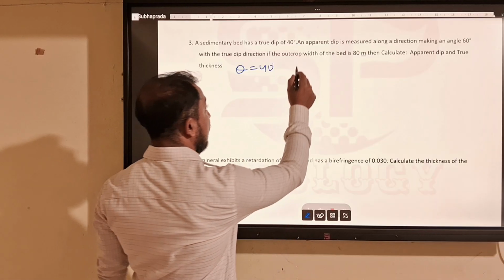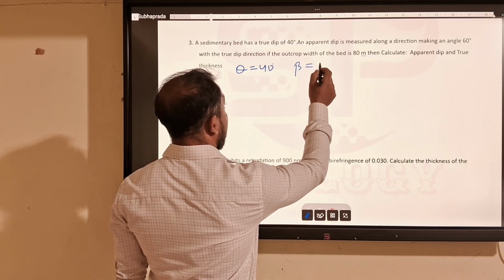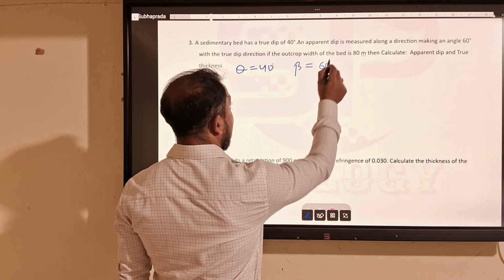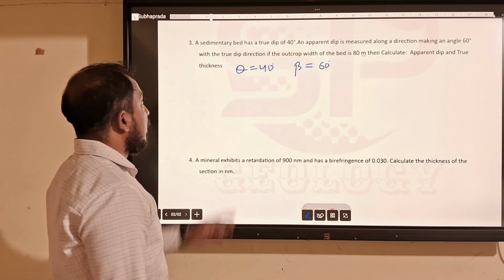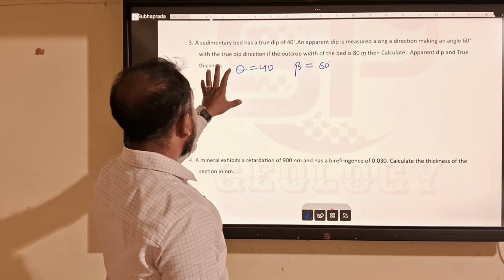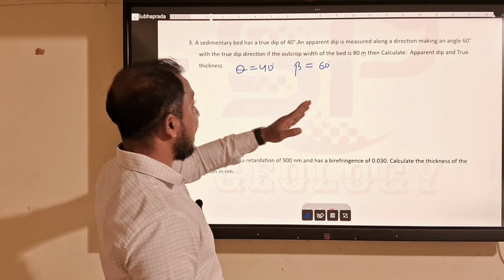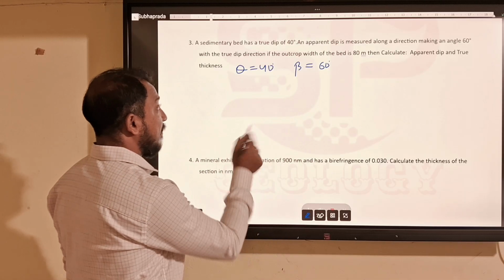That means beta is given. Beta is the angle with the true dip direction. Beta is given as 60 degrees. Then we have to calculate the apparent dip. First we have to calculate the apparent dip.